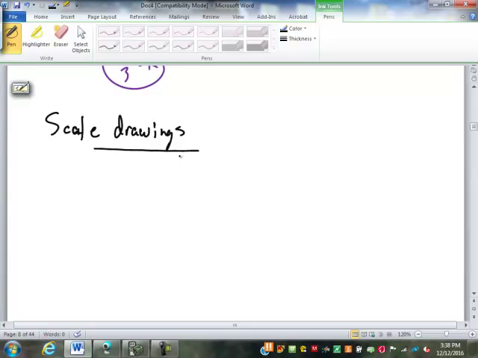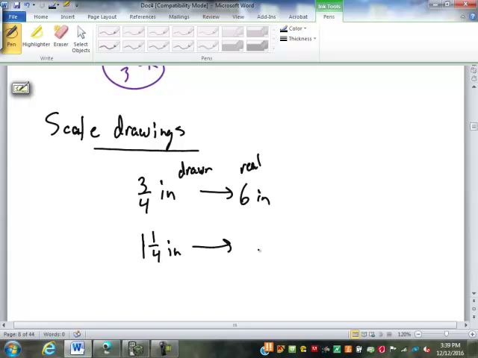So if you have a dimension on there that is 3/4 of an inch on the drawing, that's the drawn dimension, which represents a real dimension of 6 inches, then something that is 1 1/4 inches on the drawing is going to be how long in real life?